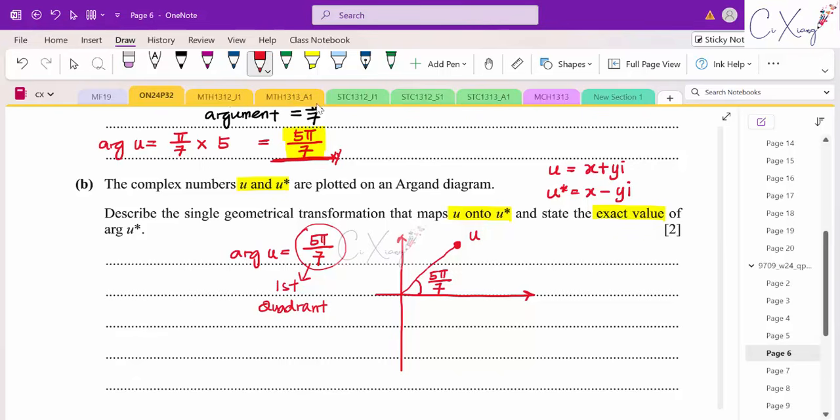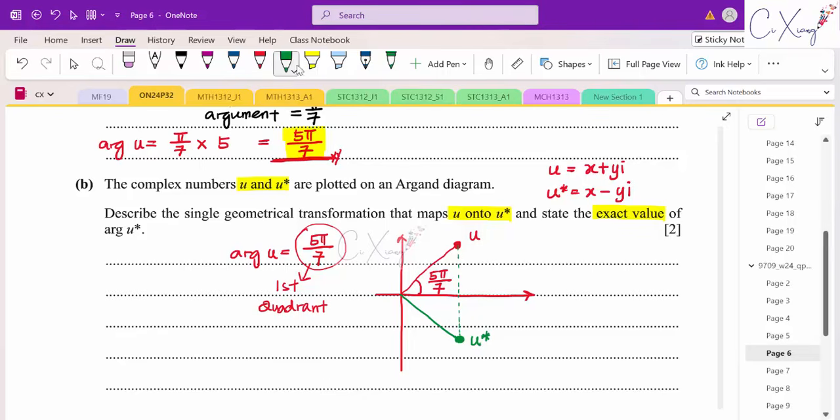If your u is in the first quadrant, just like x plus yi, when you want to sketch the conjugate, it will become x minus yi, right? So your conjugate will be somewhere here. This is x, and then your conjugate should have negative y. If this is positive y on top, then the negative y should be somewhere here, and this will be your u conjugate.